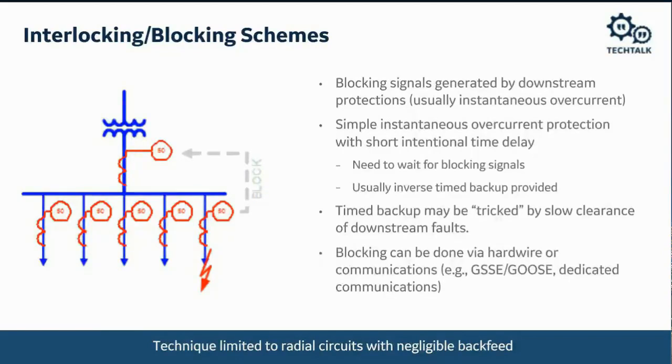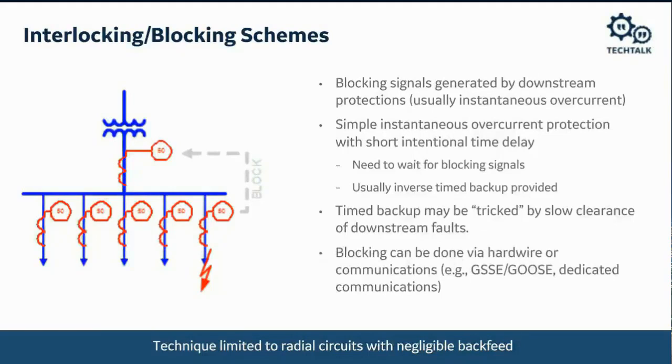We also have to wait for that blocking signal to get there, so we need to allow the downstream relay to see the fault and pick its contact, close its contact up to send the blocking signal back to the upstream device or the source relay. So we need to have some sort of intentional delay to be able to wait for that blocking signal. Conversely, if we don't wait in the time period to get that blocking signal, we could be fooled or tricked into thinking that the fault is on the bus if we don't get that blocking signal in time and trip the bus unnecessarily.